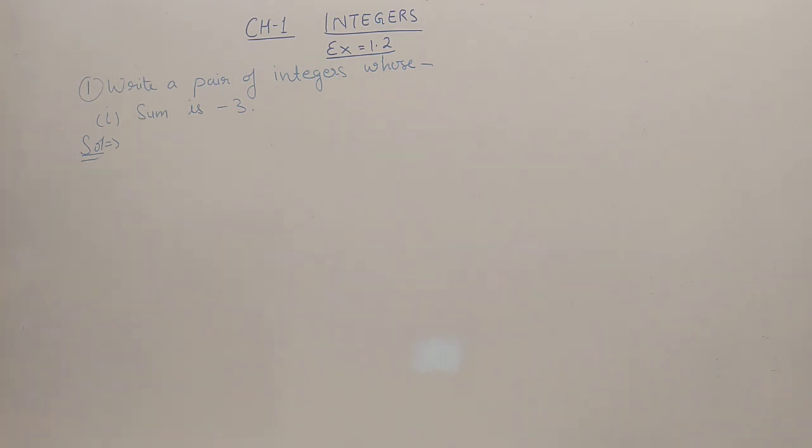Now we will start exercise 1.2. First question: write a pair of integers whose sum is minus 3. A pair of integers means we have two integers, and if we add those integers, the answer comes minus 3. So for these types of questions, first you choose an integer according to your wish.